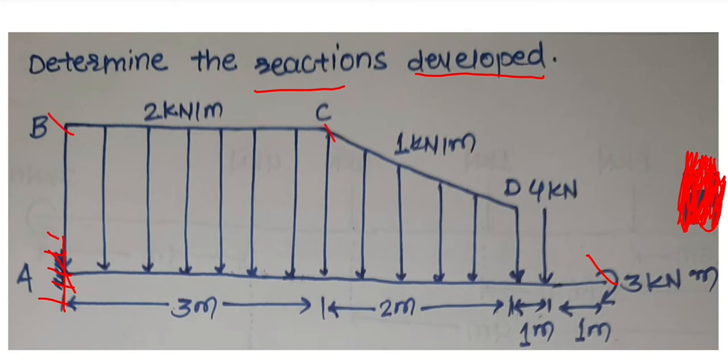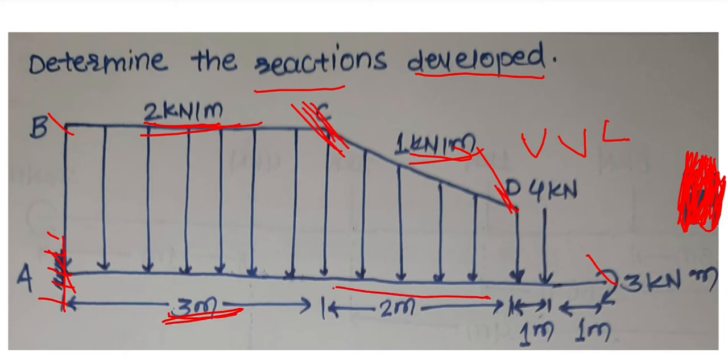From point B to C, the span is 3 meters and a uniformly distributed load of 2 kN per meter is acting on this 3 meter area. From C to D, there is a uniformly varying load. At point C, the force is 2 kN per meter, and at point D, the force is 1 kN per meter. From C to D, the length is 2 meters.